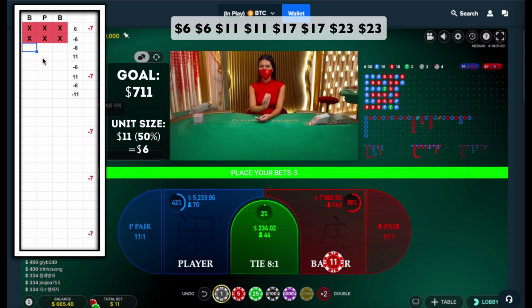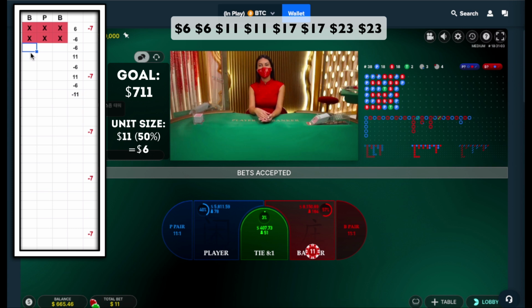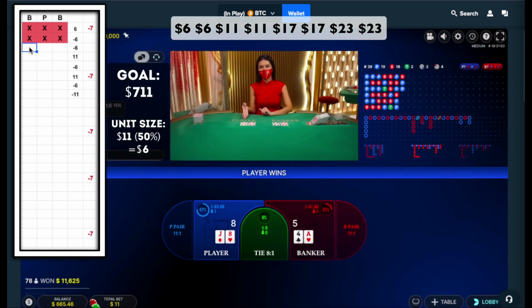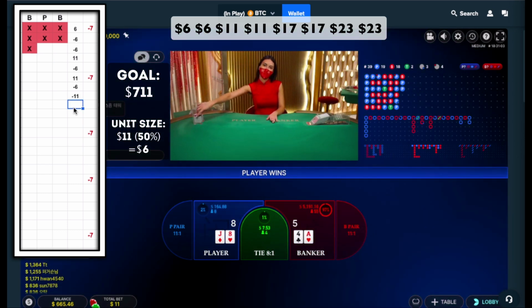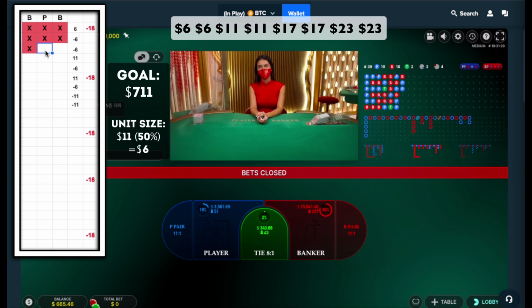All X's here, 6 in a row. So we're trying to break that. Fourth step of the progression. If we lose this, we have to go to $17. But let's see what happens here. Natural 8 for the player. All right, minus 11. So if we don't win our next bet, unfortunately an X has formed on us, which does happen. All right, so after this free hand, looking for banker for $17.